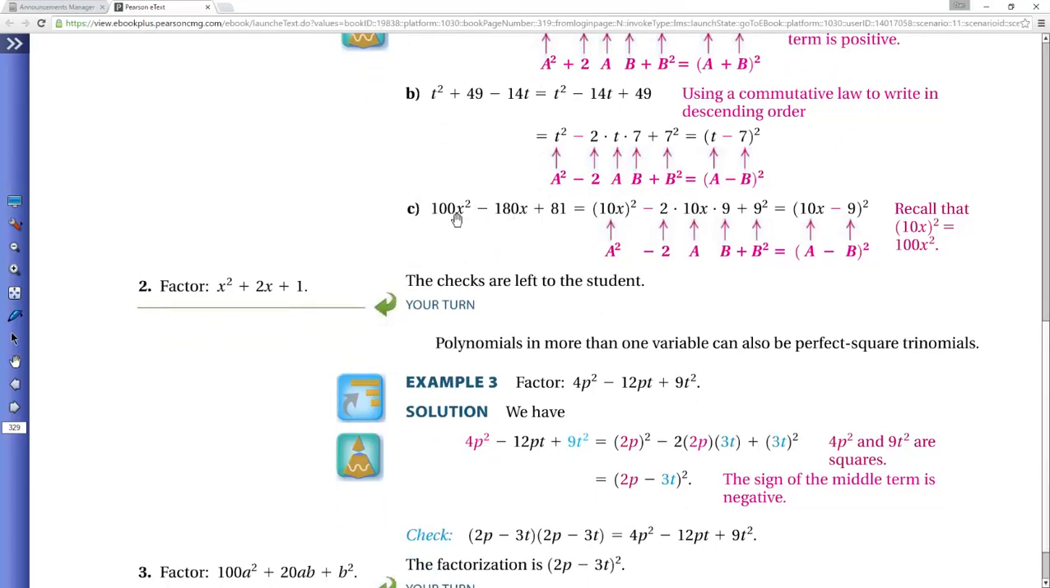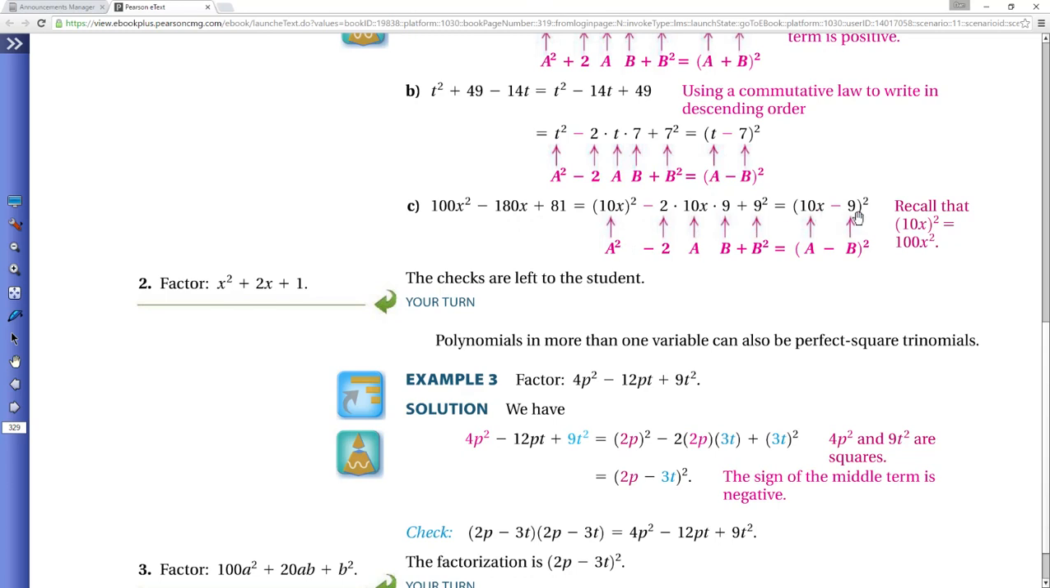Now they can be more complex again, where the first term really has a coefficient that's a perfect square, like 100. Here's 81, which is 9 squared. 9 times 10 is 90, right, times x. Double that, you get 180. And one of these has to be negative, because I got a negative 180. So I end up with 10x minus 9, the quantity squared.